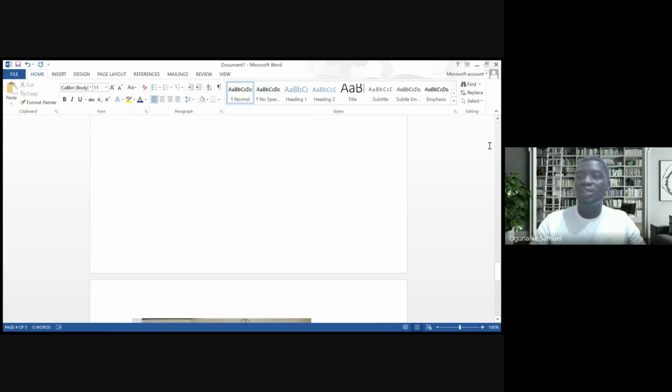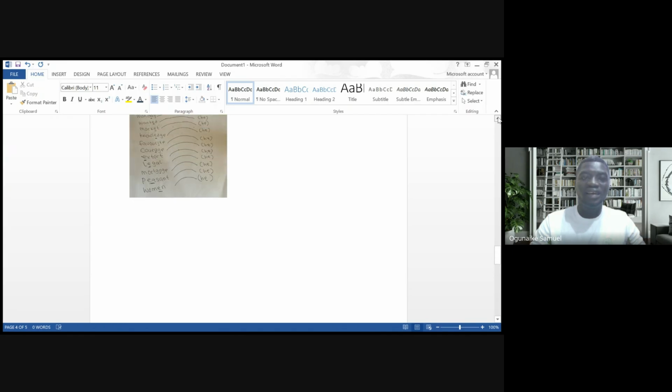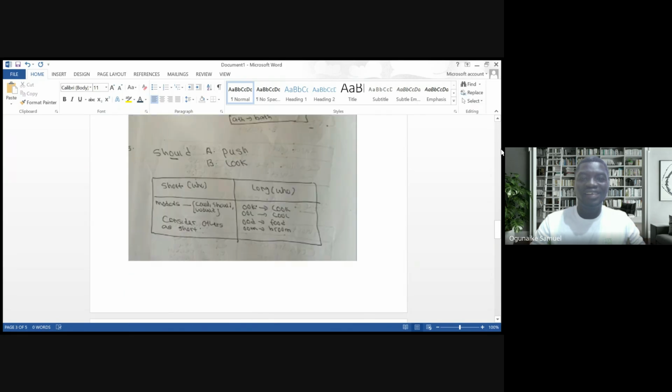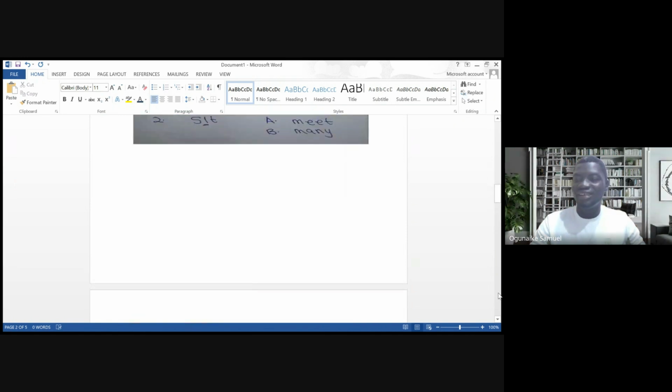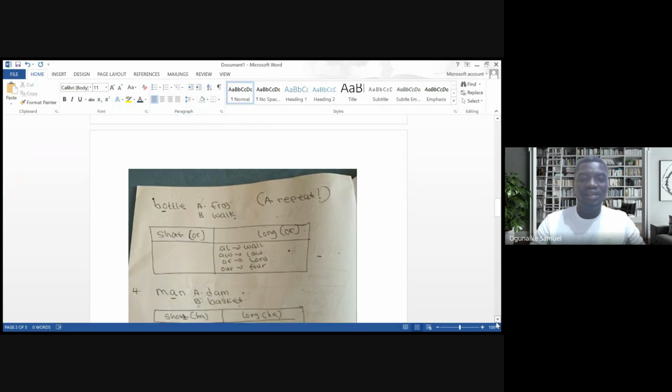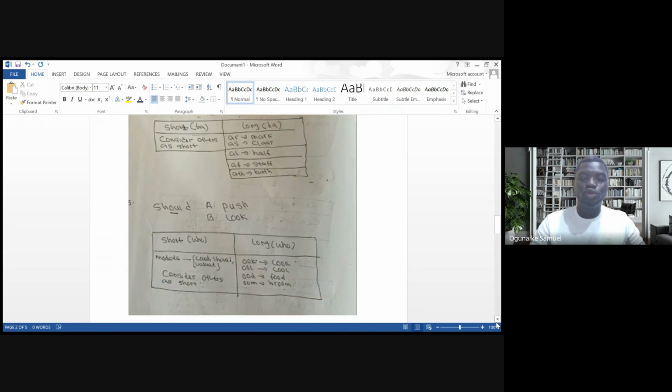So the correct one, you can see the combinations, they are there. Yes, the letters are correct. Which one is correct? Is the answer A or B? Sorry. Yeah. Is it push or look? Is the answer A or B? B, look. The answer is A, push.